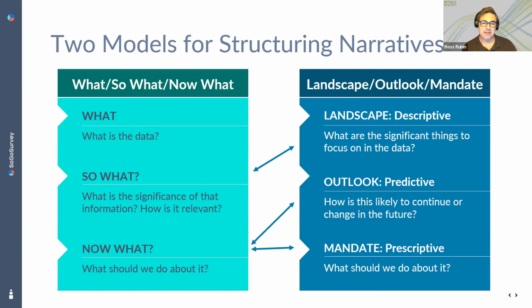So what means, what are the implications? There's all of this information out there. Tell me what it means. What is significant? How is it relevant? And you're able to get to a lot of that through things like filtering and crosstabs and a lot of the drilling down that Melissa alluded to.